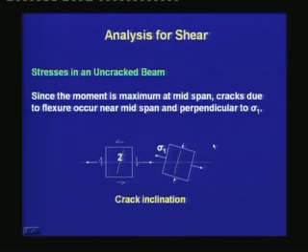In this figure, we see that the crack is almost perpendicular to the horizontal axis, and when we come to the bottom edge of the surface, this crack becomes perpendicular to the bottom edge.